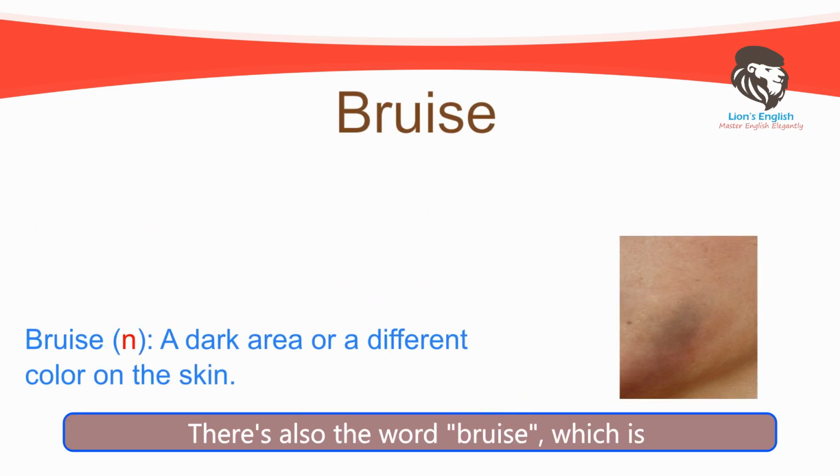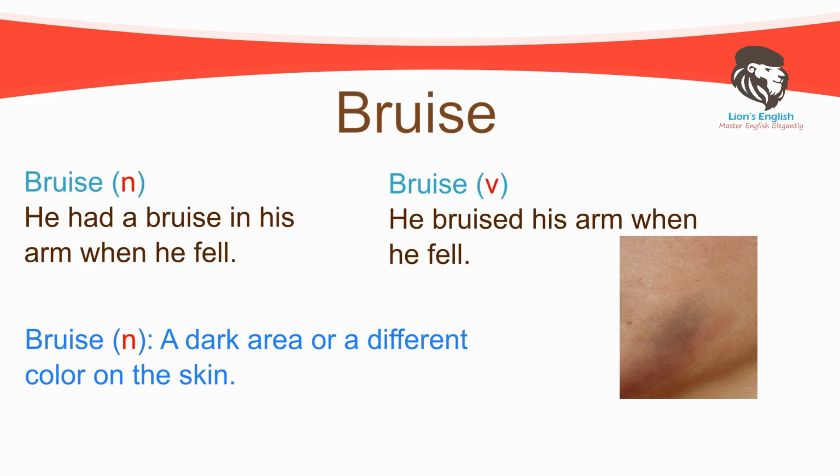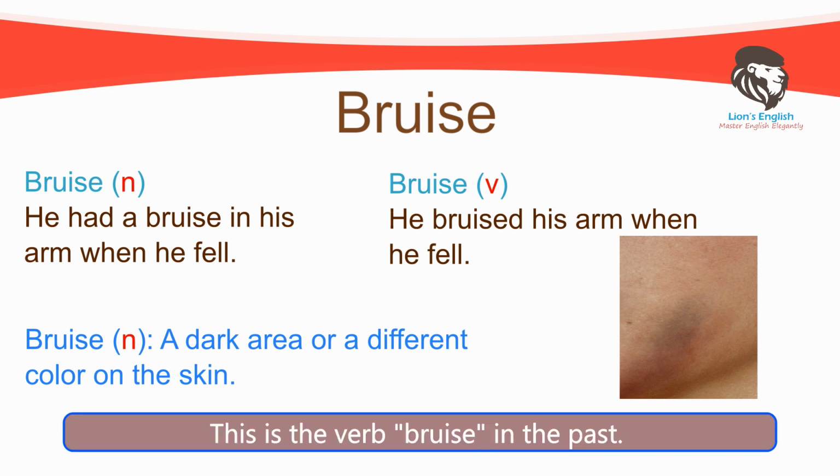There's also the word bruise, which is when the skin has a different color. For example, he had a bruise in his arm when he fell. This can also be a verb. He bruised his arm when he fell. This is the verb bruise in the past.